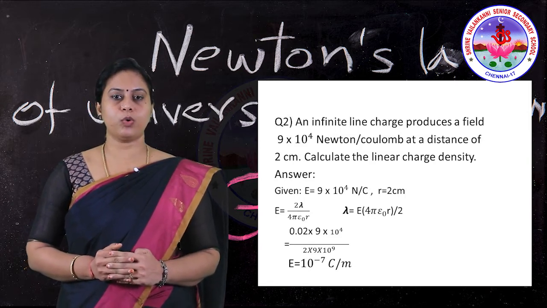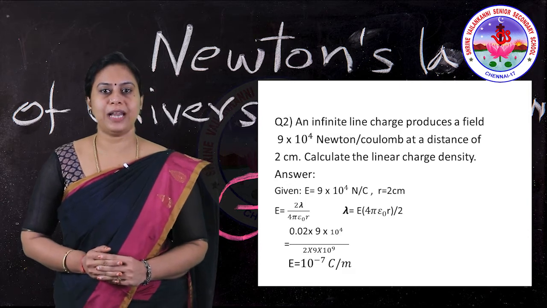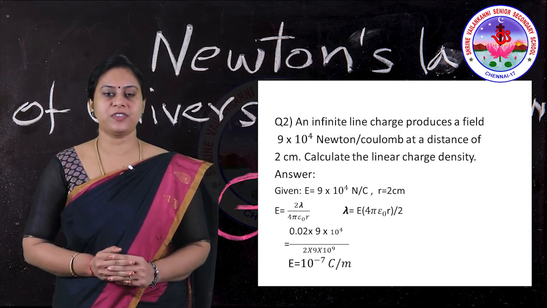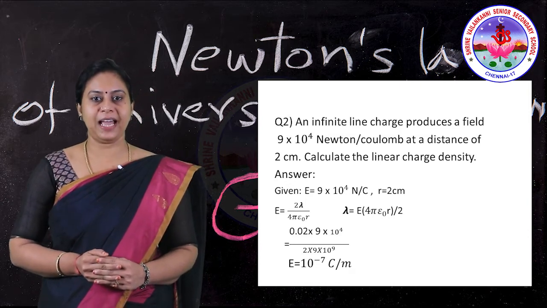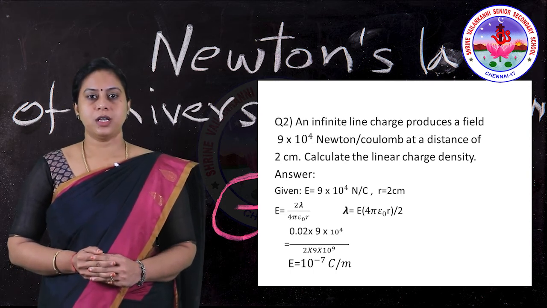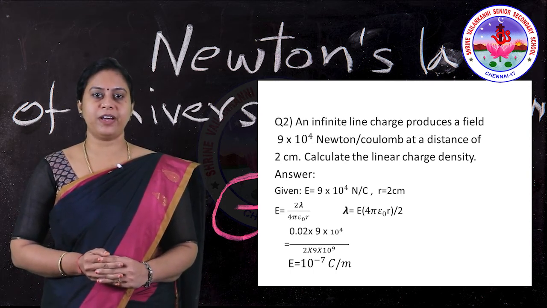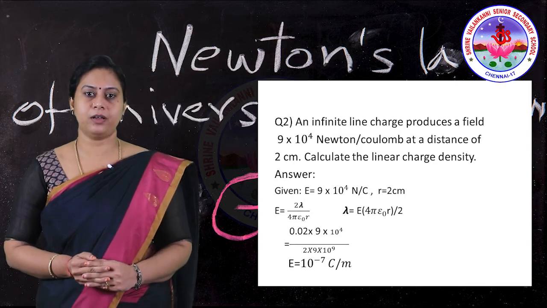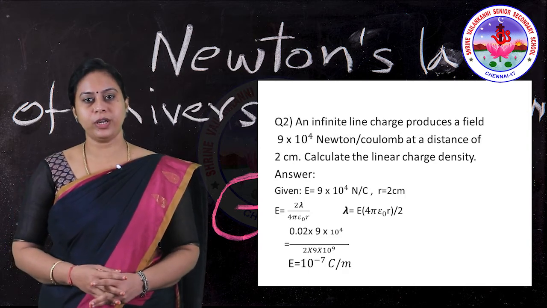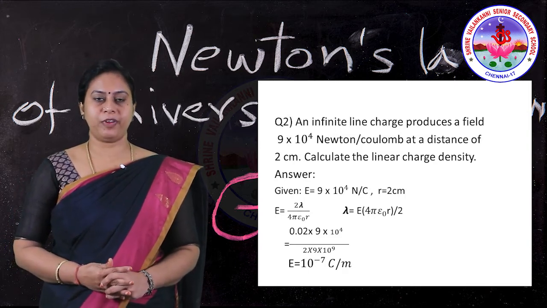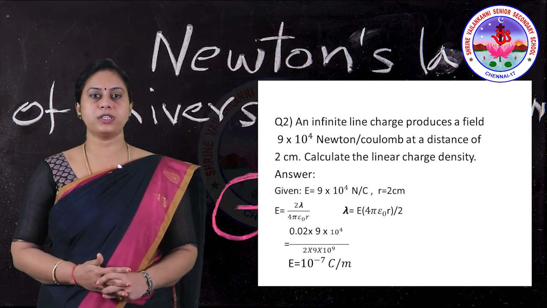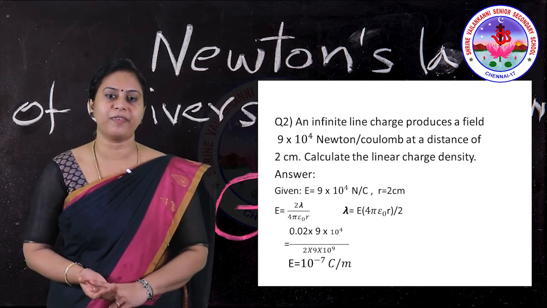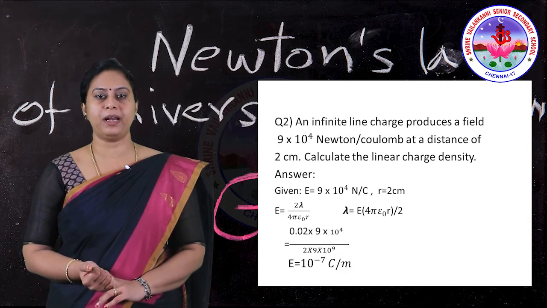So E is equal to, what is the formula? 2 lambda by 4 pi epsilon naught r. We can apply the values, that is 0.02 into 10 power 9 into 10 power 4 whole divided by 2 into 9 into 10 power 4. So it will get cancelled out. Then lambda, the linear charge density, is equal to 10 power minus 7 Coulomb per meter.